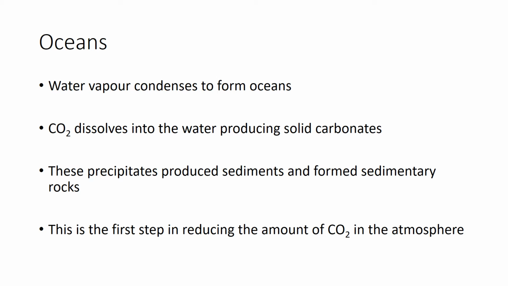So carbon dioxide dissolves quite readily into water and produces carbonates. Those carbonates are solids, so very small precipitates. And those precipitates would sink to the bottom of the ocean and produce sediments, and those sediment layers would build up, and that is forming the first sedimentary rocks. So the oceans were taking carbon dioxide out of the atmosphere. It was dissolving into the water, and it's the first step in reducing the amount of carbon dioxide in the atmosphere, making it more like how it is today.